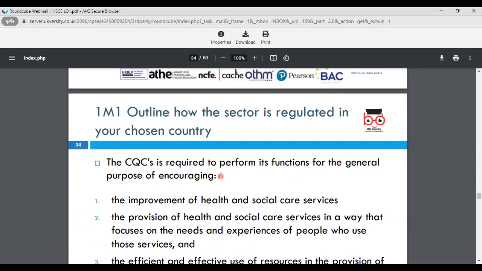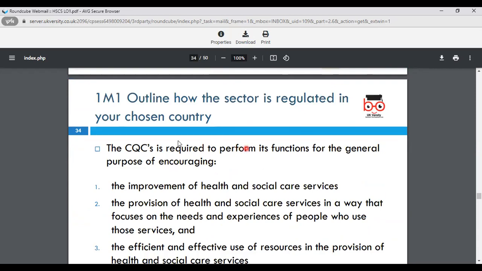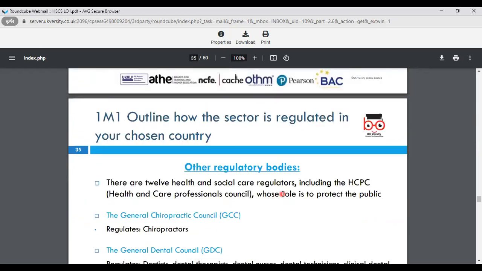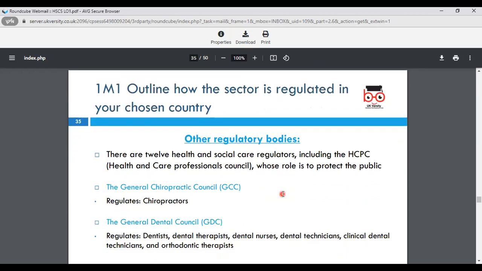And then how your sector is regulated in your chosen country, we talk about this. The CQC is required to perform its functions for the general purpose of encouraging improvement of health and social care services, provision of health and social care services in a way which focuses on the needs and expectations of people who use those services, and the efficient and effective use of resources in the provision of health and social care services. So there are other regulatory bodies also.